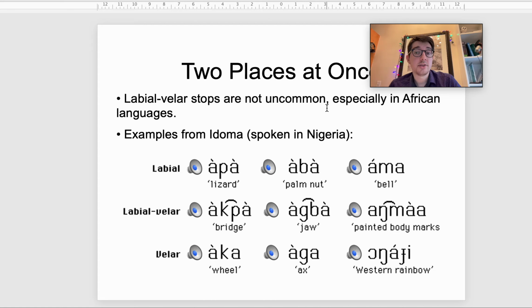Labial-velar stops are not uncommon, especially in African languages, so there are plenty of labial-velars. Examples are from Idoma, a Niger-Congo language spoken in Nigeria. Idoma has some labials such as p, b, and m: aba, aba, ama. It has some velars: aka, aga, ongaji. And it has labial-velars.